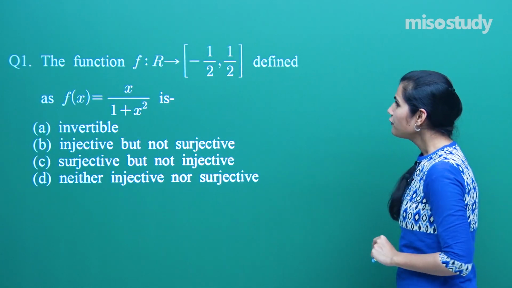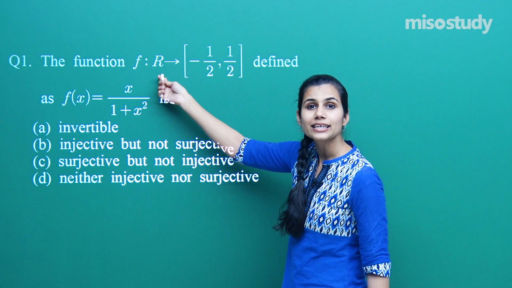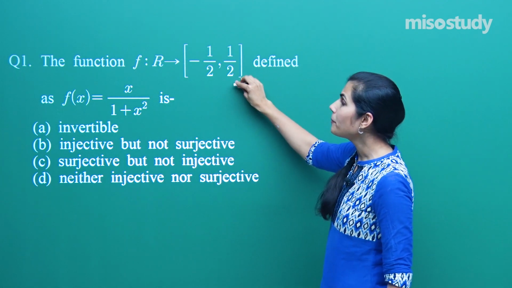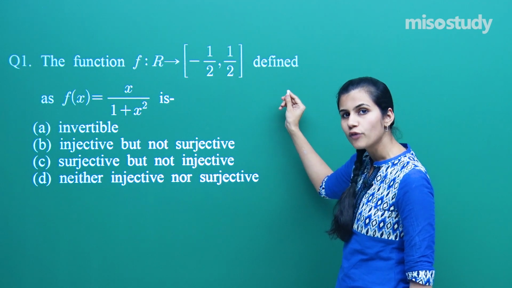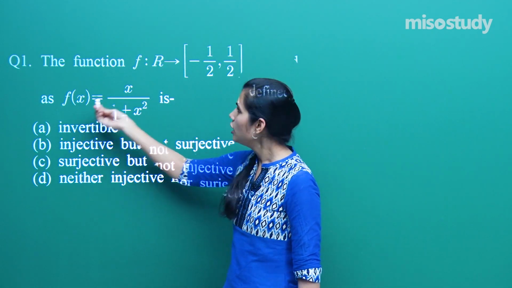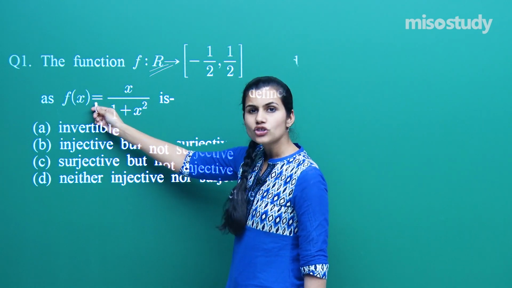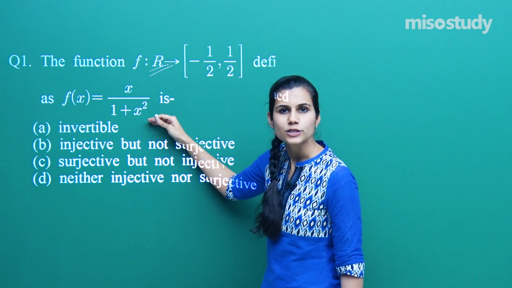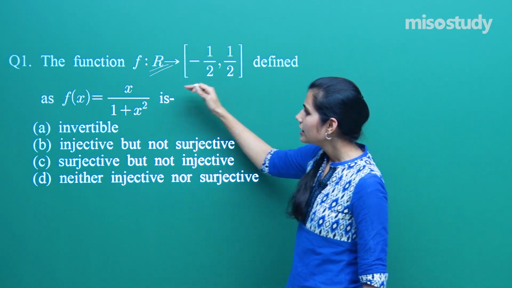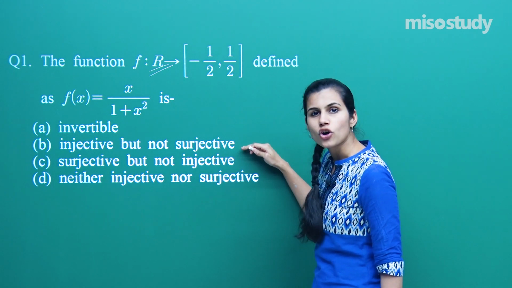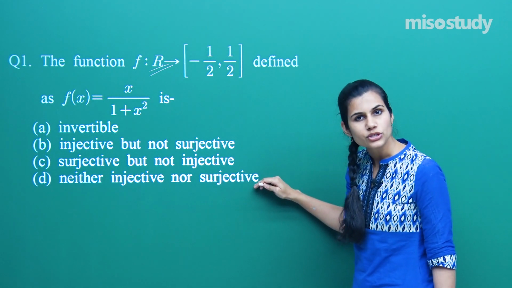The first question is talking about a certain function f from the collection of all reals, which is acting here as the domain of the function f, and the codomain is given to be the closed interval [-1/2, 1/2]. The rule which this function follows is that whenever it takes an input x from the collection of all reals, because this is the valid input set for the function f, it returns the output x upon 1 plus x square. Then this function from this domain to this codomain is invertible, or is it injective but not surjective? Surjective but not injective? Neither injective nor surjective is what the question is asking.